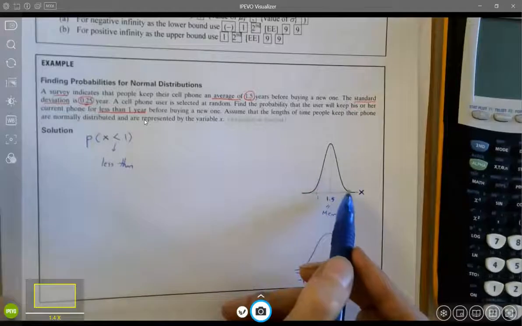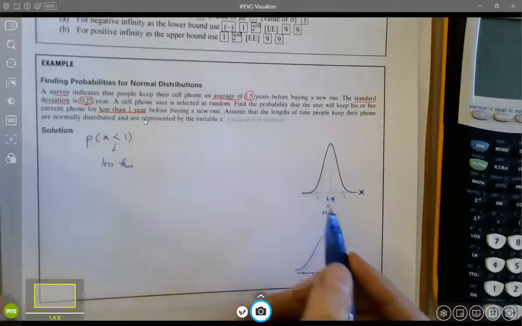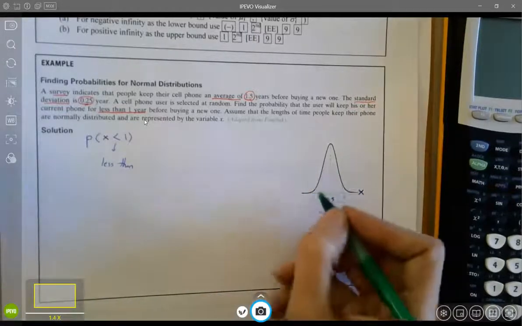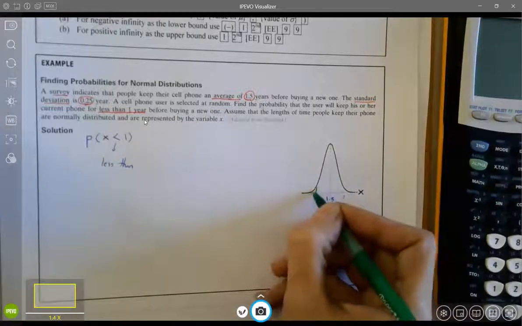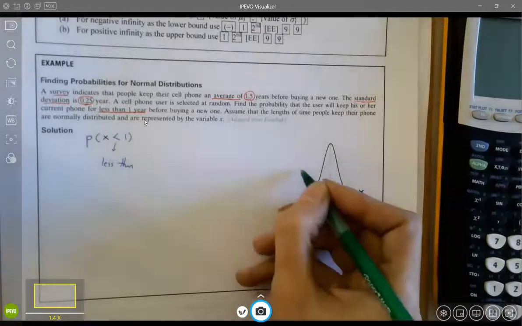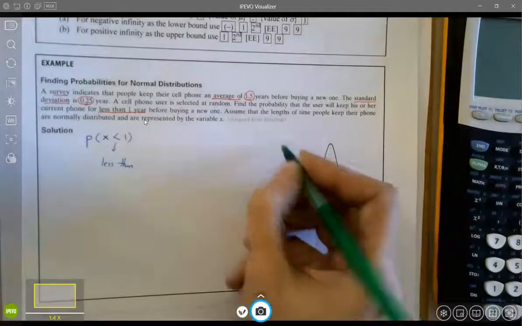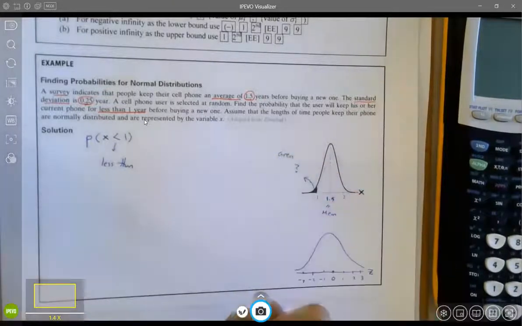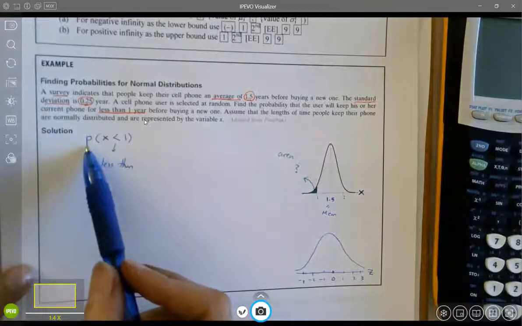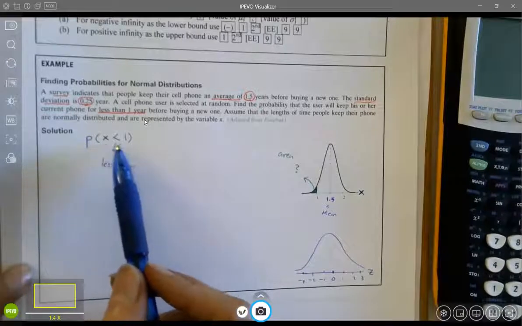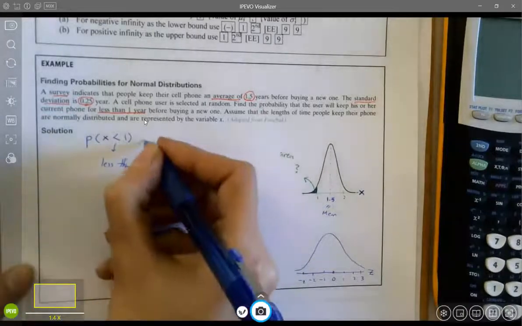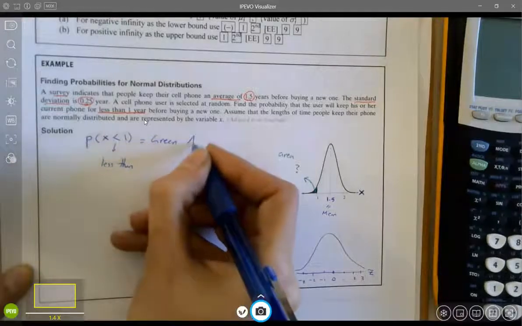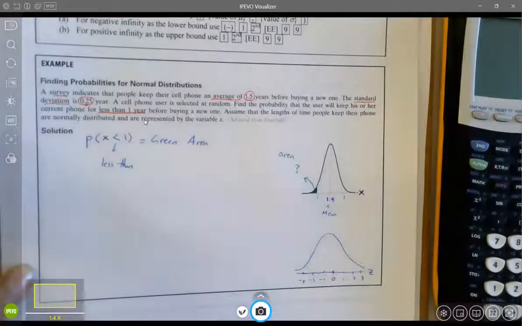Perfect. So what do we have here? We have a normal distribution and less than 1 year. Less than 1 year is going to be this area or this probability on the left-hand side of 1. We want to find this area or probability. What is this area? What is this probability? The probability of X less than 1 is this green area. How do we find this green area?